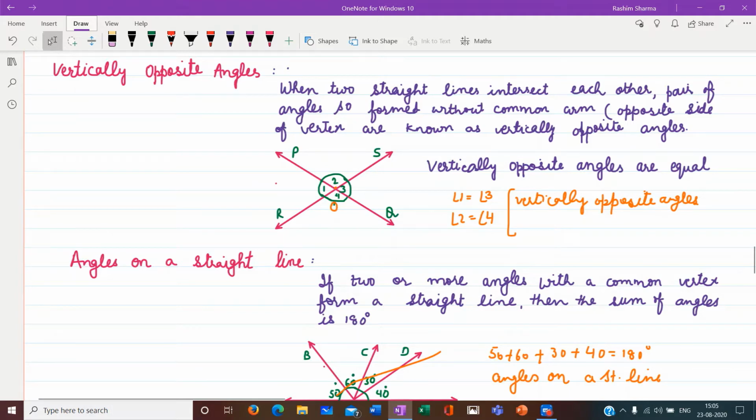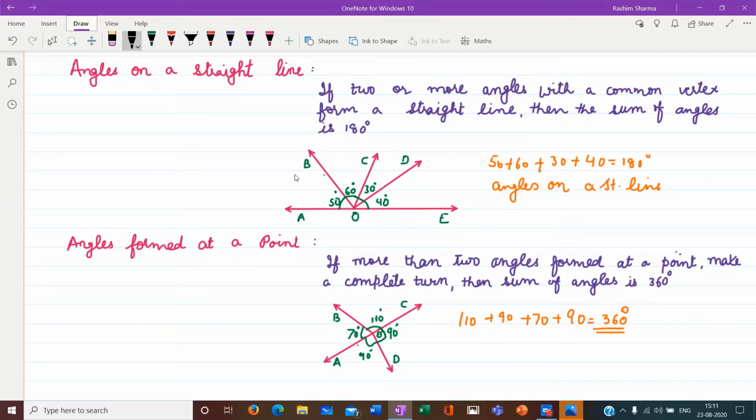Then we have angles on a straight line. If two or more angles with a common vertex form a straight line, then the sum of their angles is 180 degrees. Here we can see on line AE, the sum of all angles will be equal to 180 degrees. After this we have angles formed at a point. Here, if more than two angles form at a point and make a complete turn, then the sum of angles is 360 degrees. Here we can see the sum of all these angles around point O will be equal to 360 degrees.